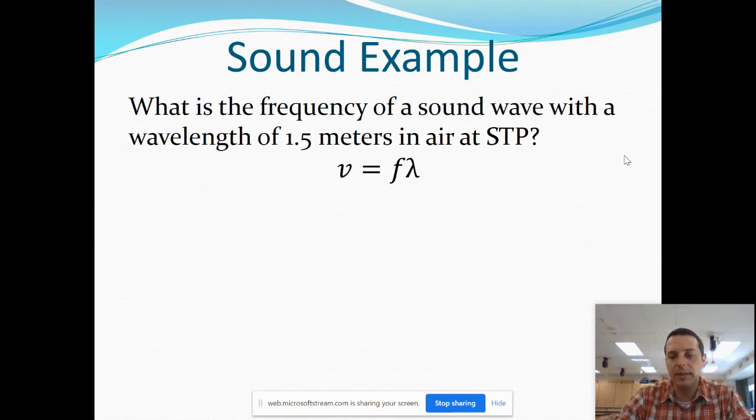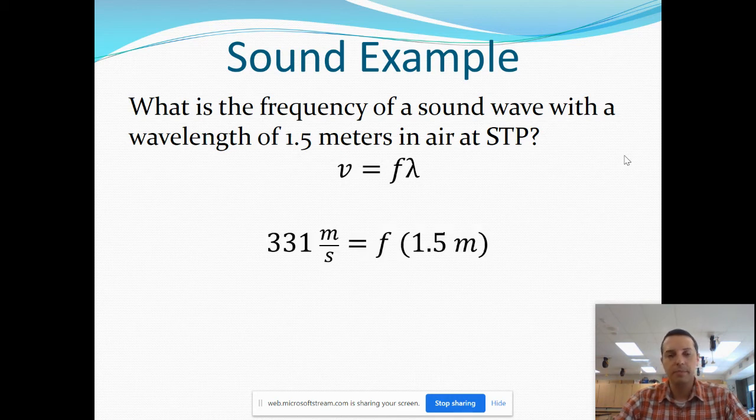Velocity equals frequency times wavelength. Plugging in for what we know, since the air is at STP, the velocity of sound in that air is going to be 331 meters per second. We can set up this expression: 331 meters per second, that's our velocity, is equal to frequency times 1.5 meters. If we divide 331 by 1.5, we're left with frequency, and that tells us that our frequency is going to be 220 hertz.